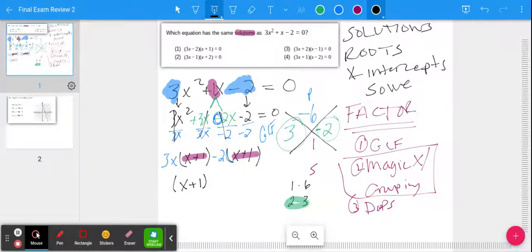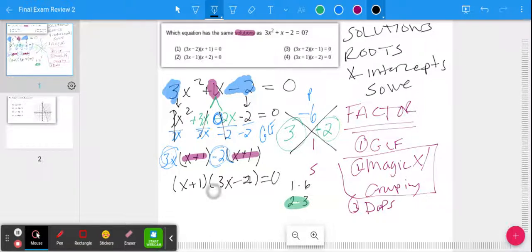And in the second set of parentheses, we take our two GCFs on the outside and put that inside parentheses, 3x minus 2. Now we have our answer in factored form. If I take a look back at the solutions, I'm looking for one that matches mine.